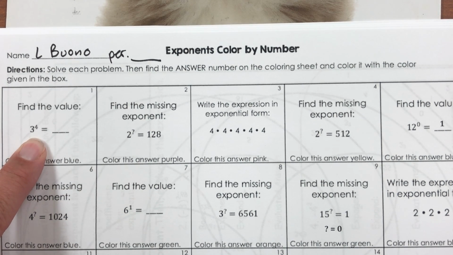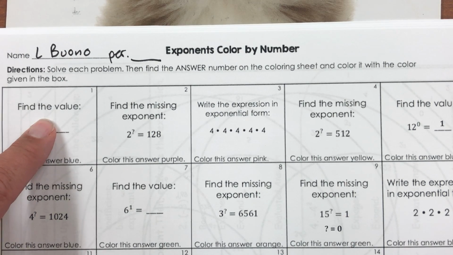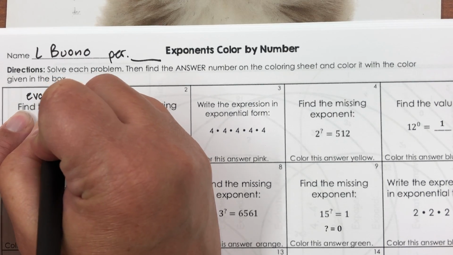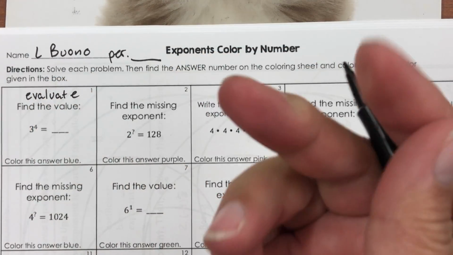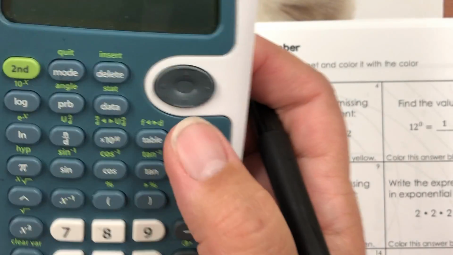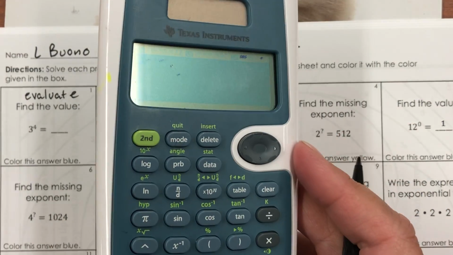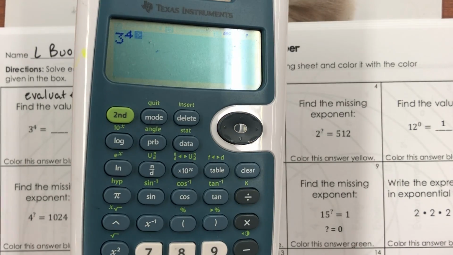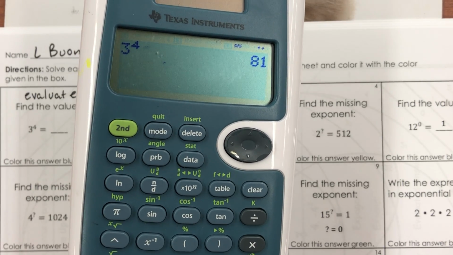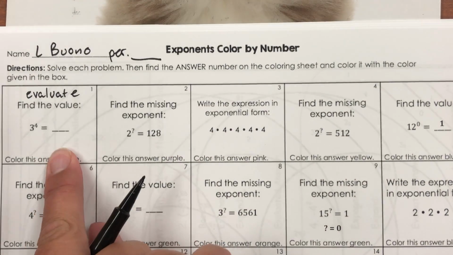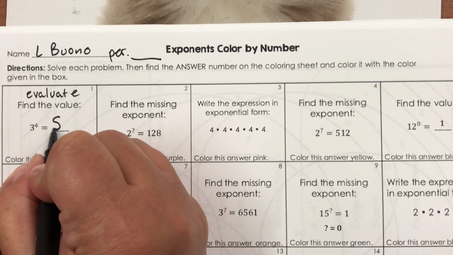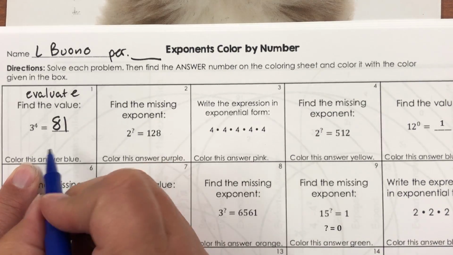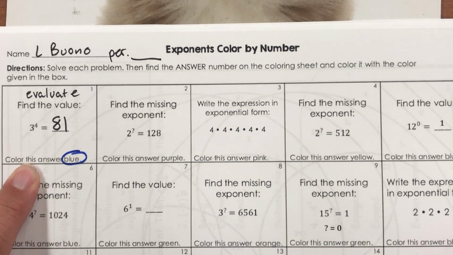Find the value. 3 to the 4th power. Find the value means to evaluate or solve that. So this is definitely grab a calculator problem. I'm going to put it in as 3 caret 4 and hit the enter key. I get 81. So my answer here is 81. And now that answer on the other page is going to be colored in blue.